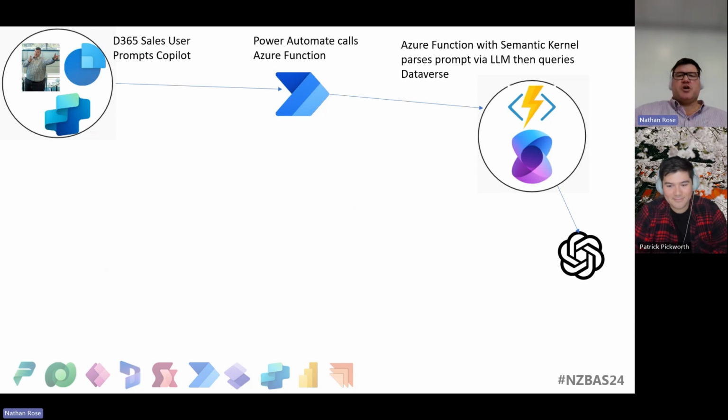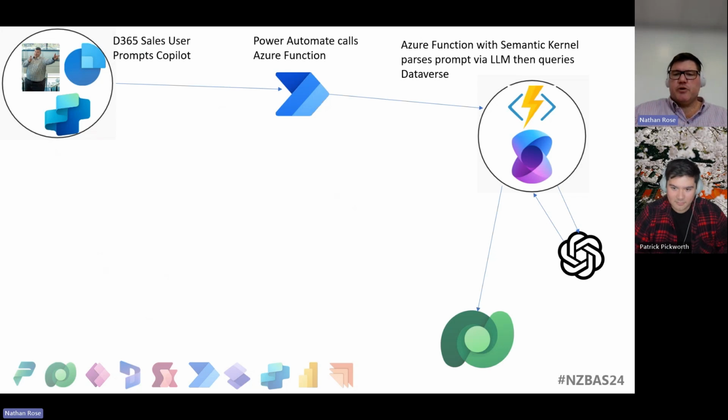Semantic Kernel is going to send the prompt that we put into Copilot, so I'd like a list of coffee machines, along with all the functions that Patrick has programmed into it, to the LLM. It's going to process that to determine what it needs to do, so what functions need to be run and in which order. Once that's done, Semantic Kernel is going to start calling the functions Patrick has trained it to do. In this case, we're going to query Dataverse for a list of products. And now we need to send that back to the user.